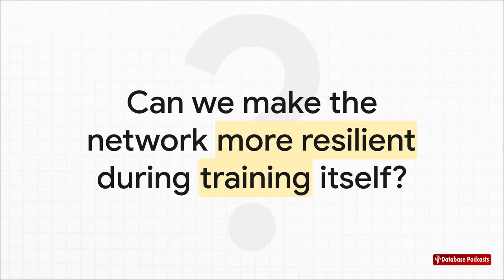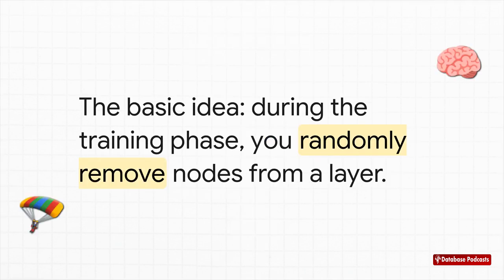Okay, so penalizing weights is one way to go. But what if we could actually change the training process itself to build a tougher, more resilient network from the very beginning? What if we could force it to not depend on any one part of its brain? And that leads us to this really clever technique called dropout. The name pretty much says it all. What we do is, during each step of training, we randomly drop out, or just temporarily ignore, a bunch of the neurons in our network.